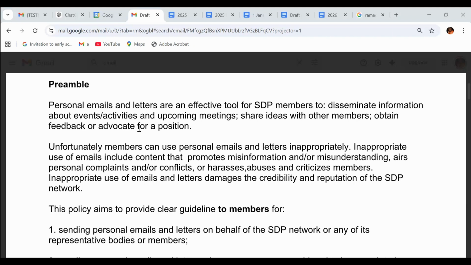It will undermine that. But if you are sending an email and trying to portray your personal position, which is different, as the position of the network or the working group or of the planning committee, I believe this policy should apply and there should be sanctions, which are going to be talked about later on. I think that's fair. So just quickly, that's my point.